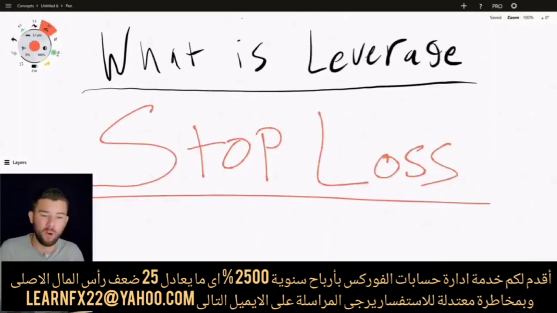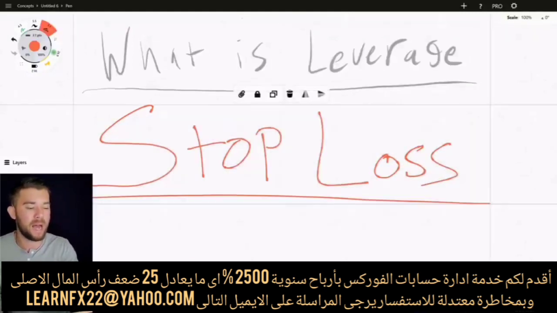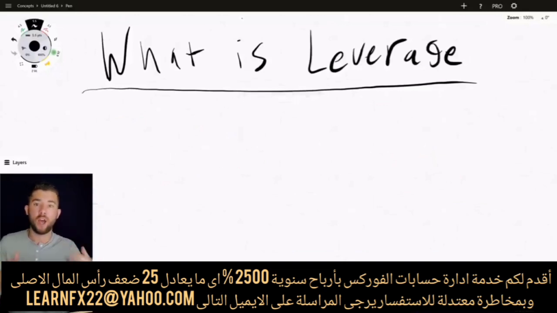Lesson number one: always use a stop loss if you're using a leveraged account. If you're not, you're putting yourself in a ridiculously risky situation. And as traders, avoiding risk is half the battle. So always, and I mean always, use a stop loss with leverage. But let's talk about the power of leverage and what it can actually help you do.